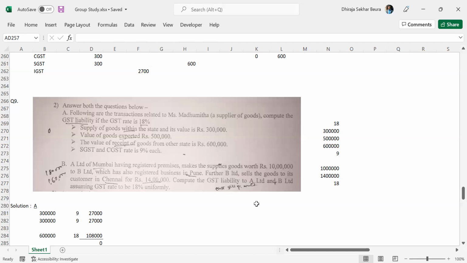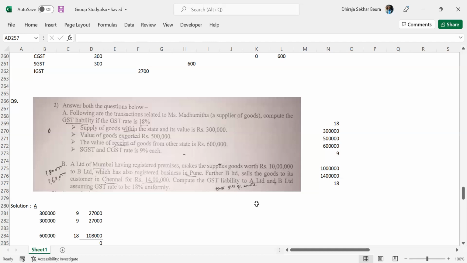Now, the value of the receipt of goods from other state is 600,000. Can somebody tell me output is what type of tax? Input is what type of tax? When I say that, what do I mean? Output is CGST, SGST, or IGST? Input IGST. Are you sure? We are saying for other state, right? IGST. Output is CGST, SGST. Yes, you are right on this.